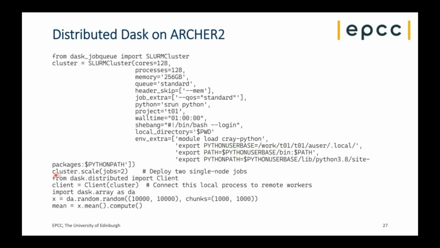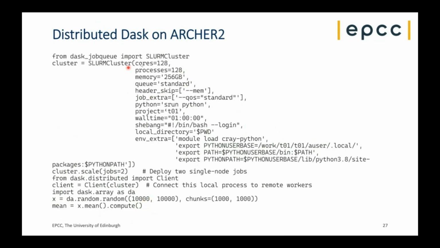But once you've done that, you can then say, for this cluster, I want to run on 2 nodes, create a client, and then when I do this work down here, x.mean.compute, instead of doing that on the login node, what that'll go off and do is it will fire up 2 single node jobs on the Archer backend, and then it will send my data off to them, do the work, and pull the data back.